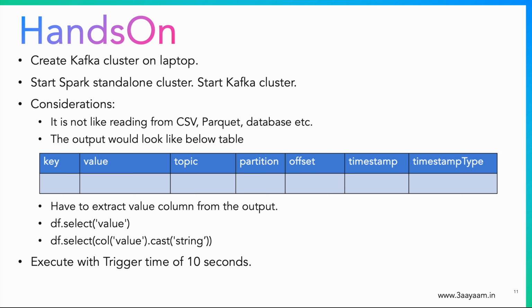So we'll have to extract the value column from the output. Now this value should be in quotes like this. And this value column is nothing but this particular value column, because all the data would be residing in the value column. We can use df select value, or we can use df select col function followed by the cast method of the col function, which can be used to convert this value column. So first I will show you without using any trigger, and then I'll show you how to execute this in frequent time interval of 10 seconds using the processing time trigger.